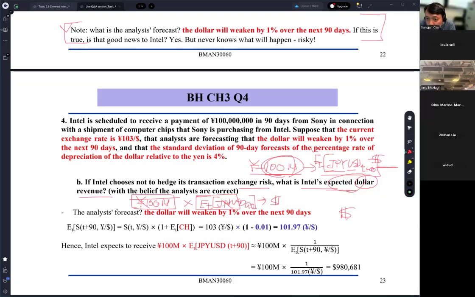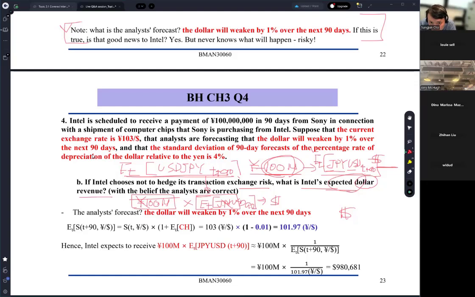There is a question: why would we not use the reciprocal of JPY/USD to get the dollar figure? Yeah, we're going to use that. So we need to first think about the expected value of USD/JPY after 90 days. Once we compute this one, you can get E_T JPY/USD using the reciprocal.